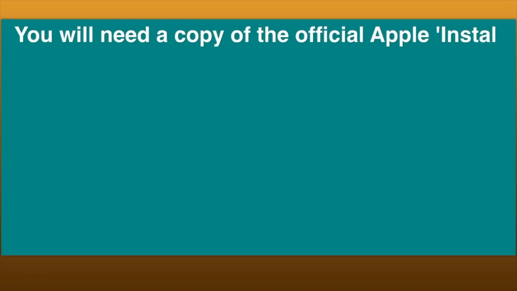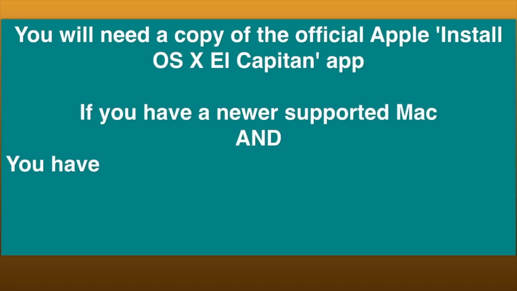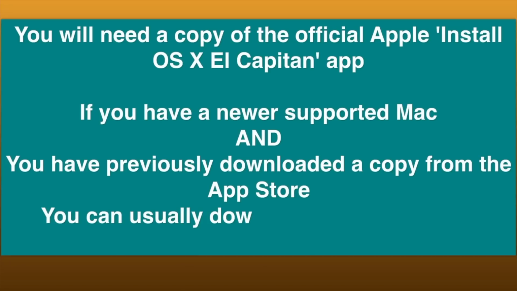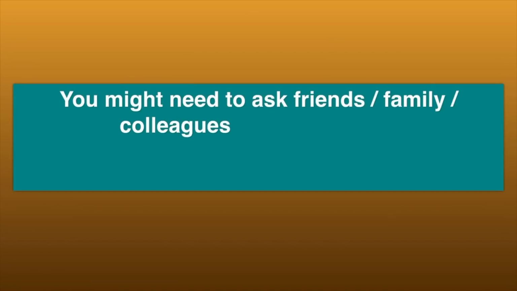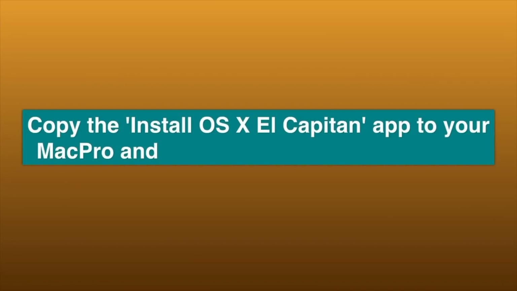You will need a copy of the official Apple Install OS X El Capitan app. If you have a newer supported Mac, and you have previously downloaded a copy from the App Store, you can usually download a copy from the Purchase tab. You might need to ask friends, family, or colleagues to help you out. They might be able to download a copy for you. Copy the Install OS X El Capitan app to your Mac Pro and put it in the Applications folder.